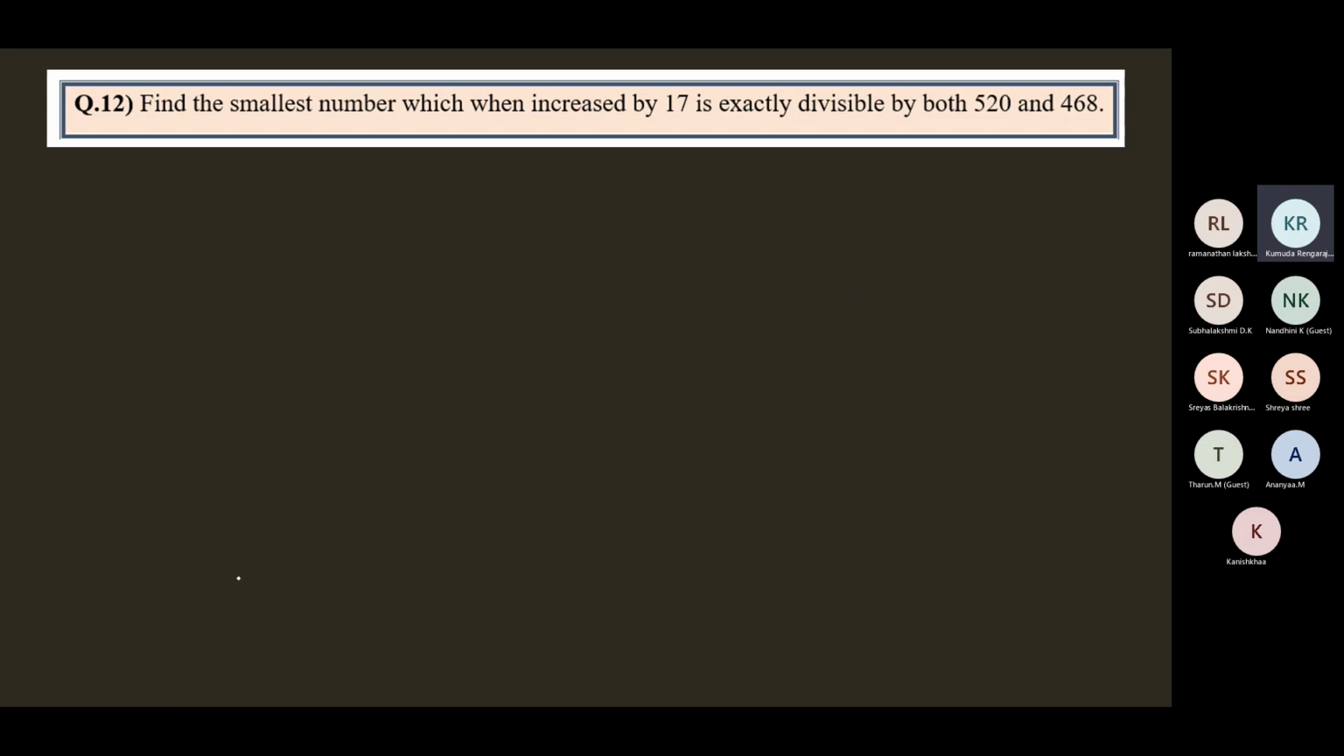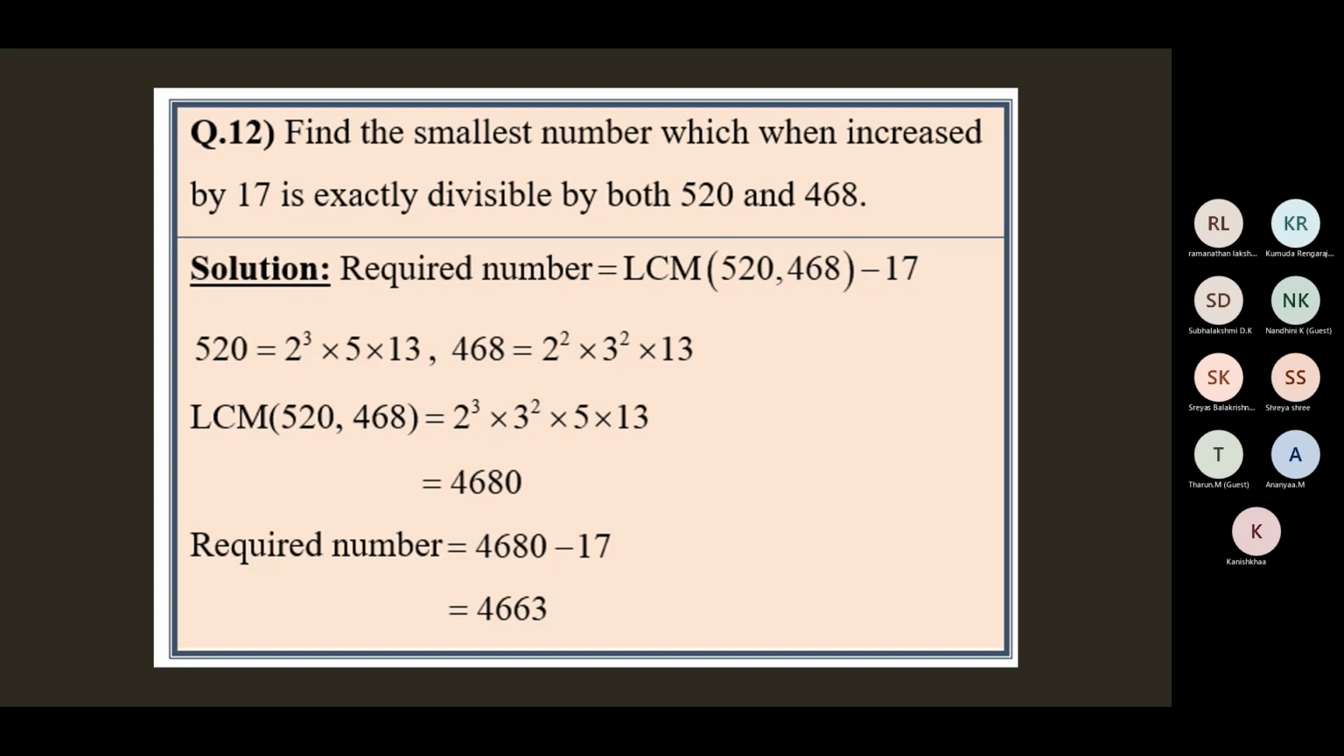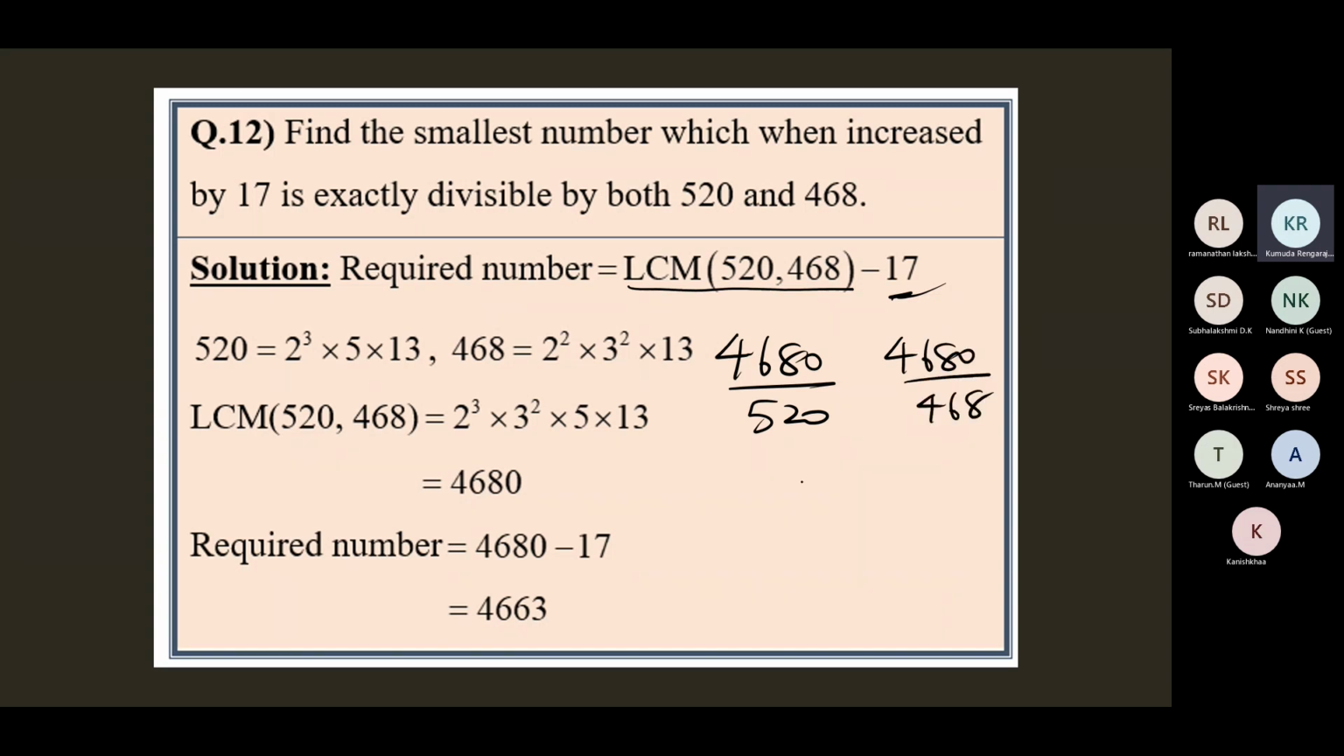And to find the LCM, find the LCM of the given numbers and then manipulate that answer. Find the LCM of the two given numbers. The required number is the LCM of the two given numbers minus 17. So find the LCM. When you find the LCM, what happens? 4680 by 520, exactly divisible. 4680 by 468, exactly divisible.